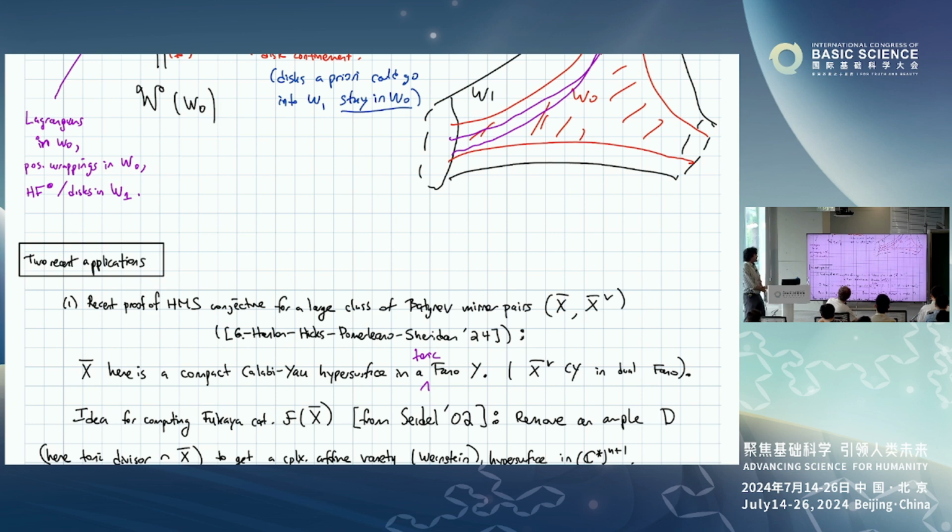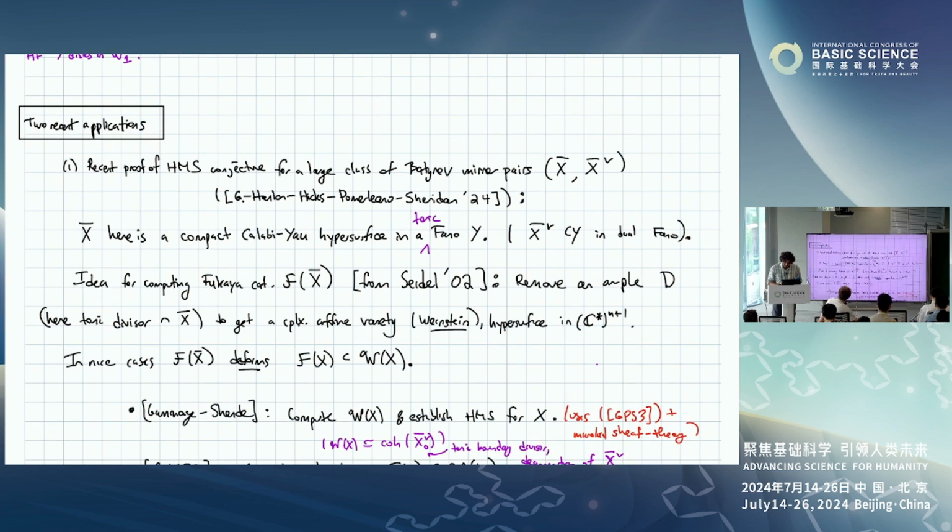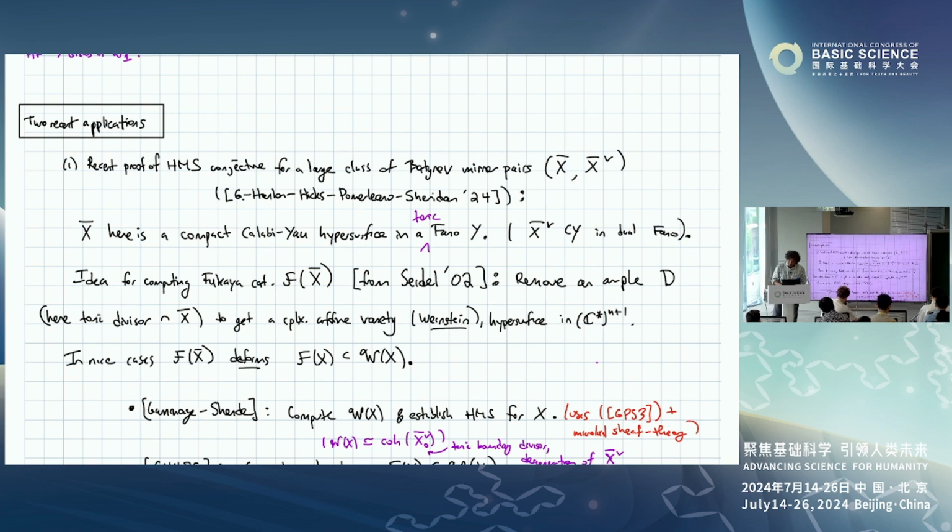To explain how this is an application of the theory of sectors, well, it wouldn't even seem to be the right target geometry, because I mentioned we should work with Liouville manifolds or Weinstein manifolds, these non-compact things. But there's this famous classic idea of Seidel from 2002 that if you want to compute the Fukaya category of a projective Kähler Calabi-Yau, for instance, you should begin by removing an ample divisor. So in this case, if I have a Calabi-Yau hypersurface, the ample divisor that we removed in our paper was the intersection of the toric divisor with the hypersurface. If you remove that ample divisor, you get a complex affine variety. And this is in particular a Weinstein manifold. It'll be some Weinstein hypersurface in (C star) to the n+1.